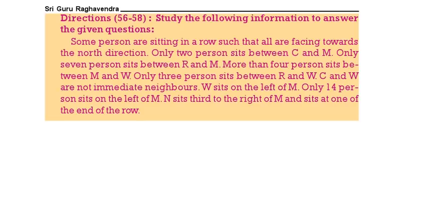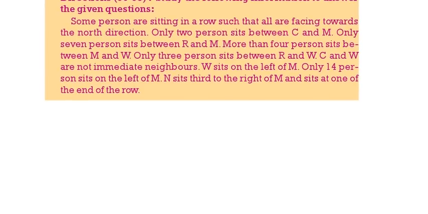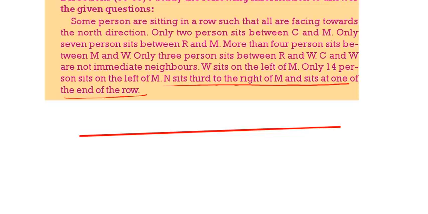Now this is the puzzle we got. Now all of you draw one straight line. N is sitting third to the right of M and is at one end of the row. So this is N. N is sitting third to the right of M. This is M. Then only 14 persons are there to the left of M. So 1, 2, 3, 4, 5, 6, 7, 8, 9, 10, 11, 12, 13, 14.